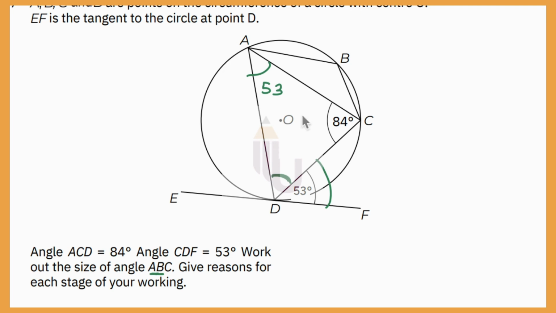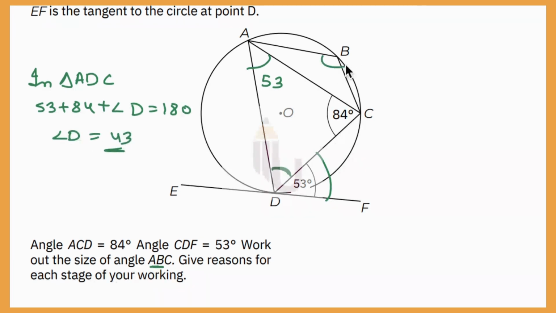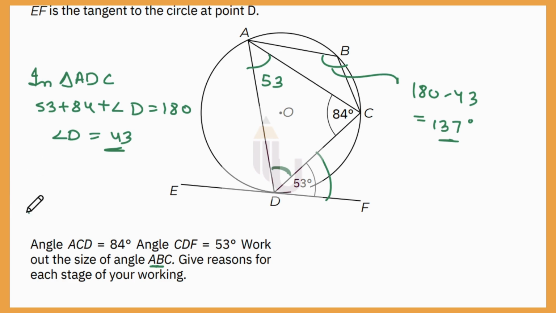Okay, so by angle sum property in triangle ADC, I can get 53 plus 84 plus angle D is equal to 180. That will give me angle D as 43. And then angle B will be 180 minus 43, that is 137. Okay, you can mention all reasons properly in words. I'm just showing you the working and the idea about how to solve them.